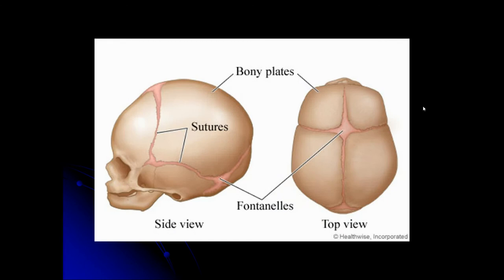And so if you look here, you can see the sutures, and you can also see these fontanels. And so look, none of these bones are interconnected yet. And so if you apply pressure to them, they move. And that's exactly what happens during childbirth. The uterus pushes down on this fetus, and as it's pushed through the birth canal, the head of the fetus changes shape. It moves around so that it doesn't get trapped inside the pelvis.